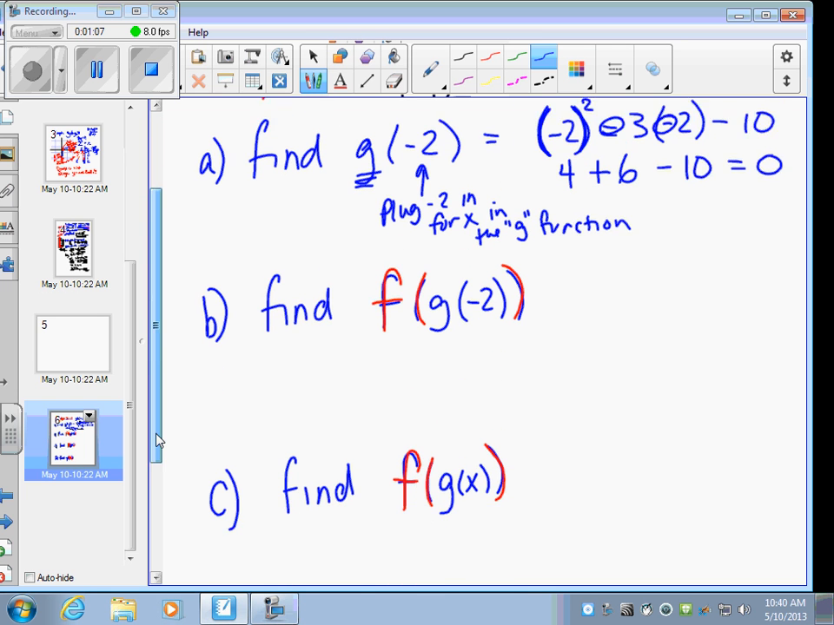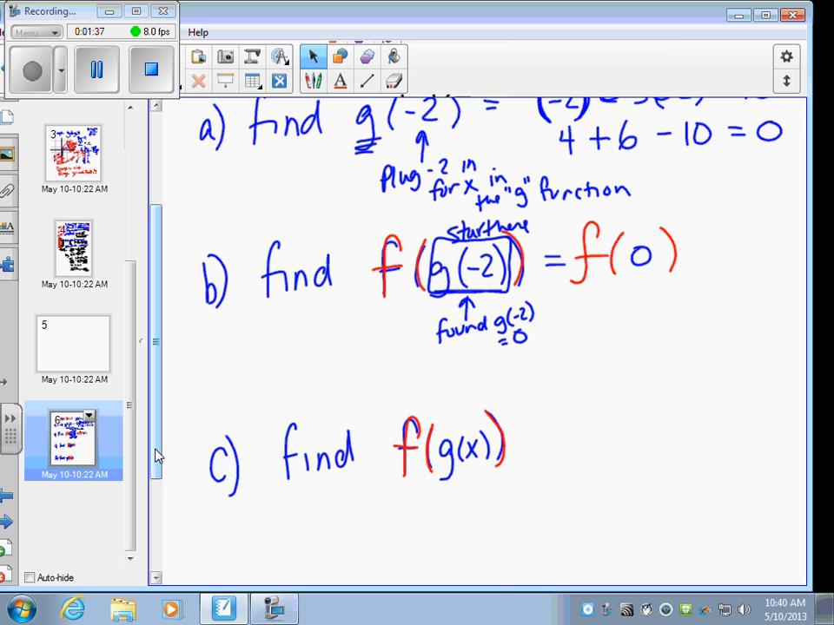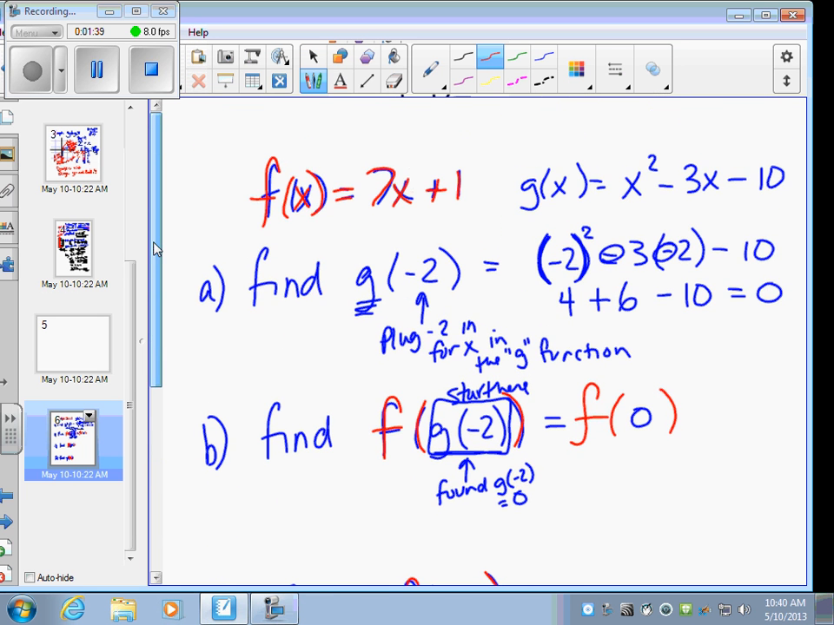Now, a composite question would be like, find f of g of -2. Well, we just found g of -2. And when we found g of -2, we found out that it equaled 0. So what we're really looking for is f of 0, which we just found. So you start on the inside and you find this first. And then you plug that in for x in the f function.